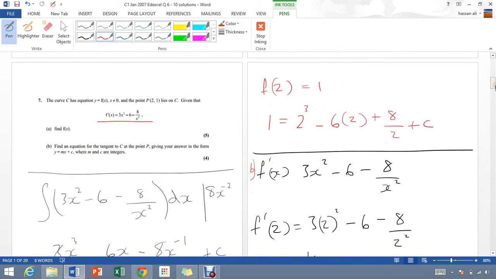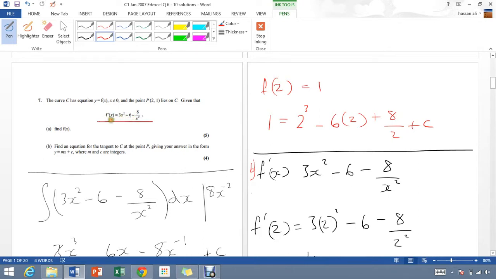Right, moving on to question 7. Question 7 has given you an equation, not the full equation, and it's giving you a point (2, 1) which lies on C. It's given you the derivative, 3x² − 6 − 8x^(-2), and it's telling you to find f(x). So what do you think we do?